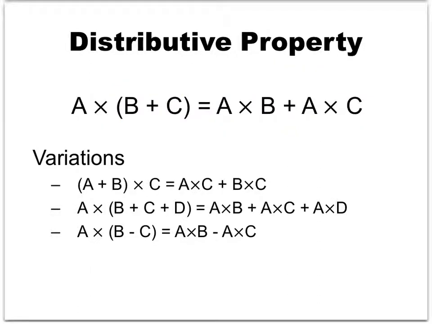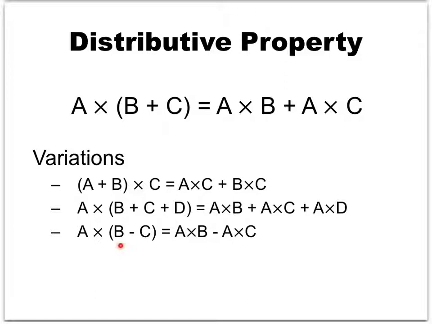Now there are some slight variations on this. In this first variation, we have addition first and then multiplication on the right. The idea here is basically the same. We take the A times the C and the B times the C, and we get A times C plus B times C. In this version here, it's A times the sum of 3 things, but it's the same basic idea. We can distribute the A across that addition. We get A times B, A times C, and then A times D.